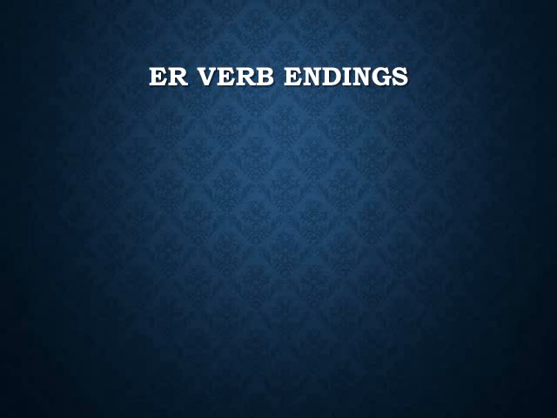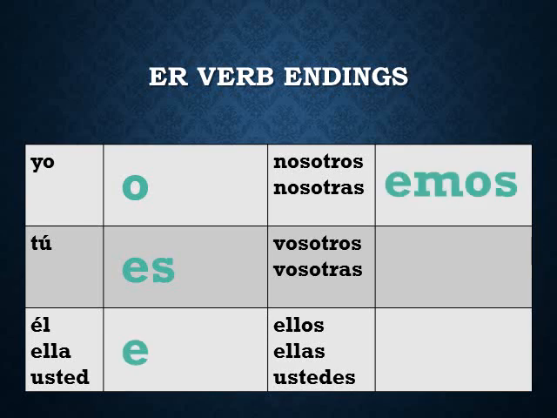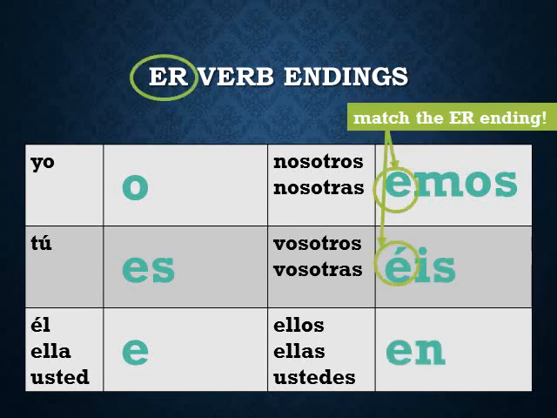So here are your ER verb endings, okay? For the yo form, it's o, the tú form is es, the él, ella, usted form is e, nosotros form is emos, vosotros is éis, and the ellos, ellas, ustedes form is en, okay? So the nosotros and vosotros forms match that ER ending. This will come in handy whenever we talk about the next set of verbs, okay?